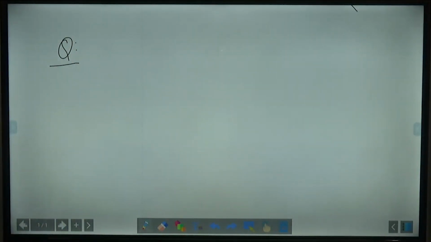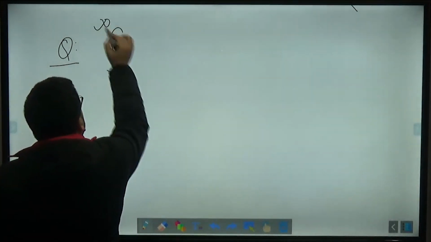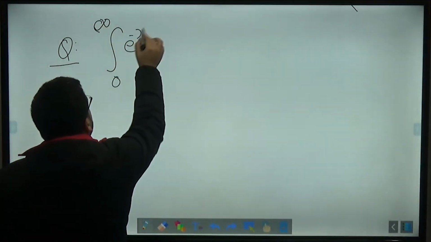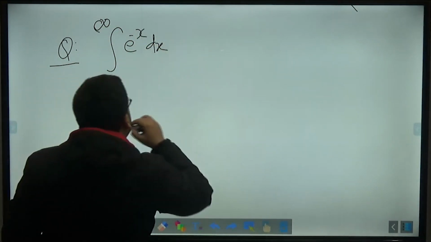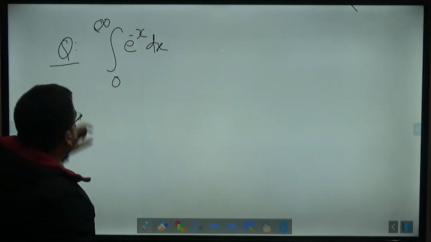Let us solve a question. The question is integration from 0 to infinity of e raised to the power minus x dx. So we have to see whether it is convergent or divergent in nature.